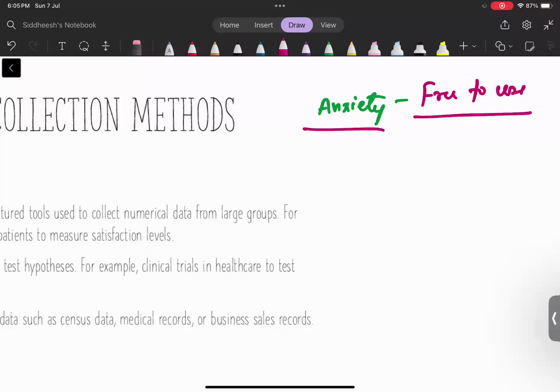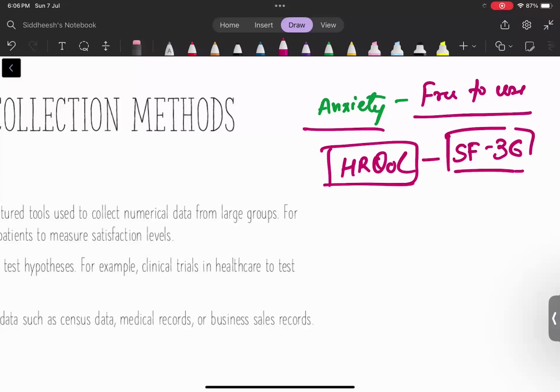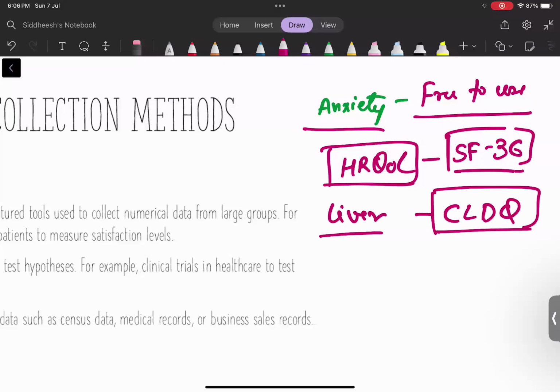Suppose you are doing an HRQL study. It is a very hot topic nowadays in research. We have a lot of HRQL questionnaires. The most commonly used is SF36. This is the general HRQL scale. But suppose you want to work on the liver. For the liver, we have the CLDQ questionnaire. Correct? So SF36 is completely open to use, but not CLDQ.